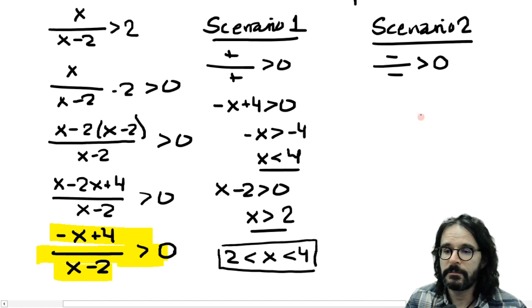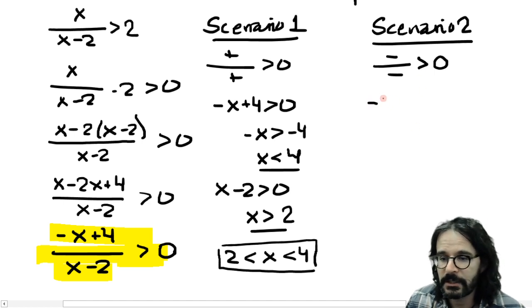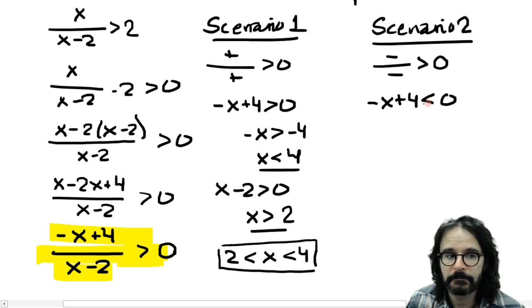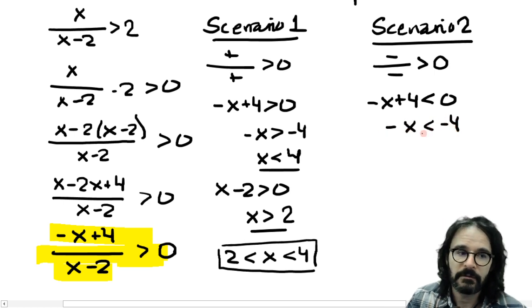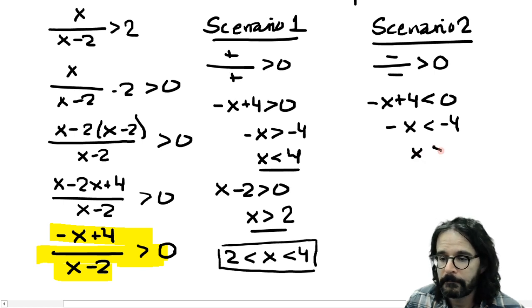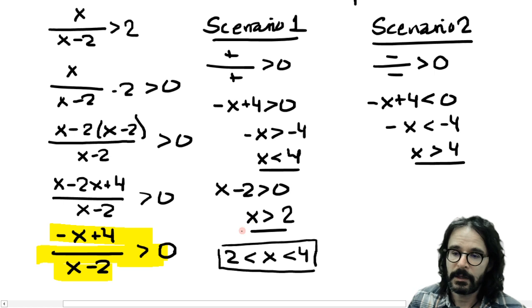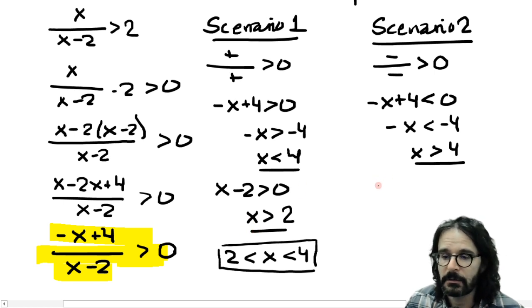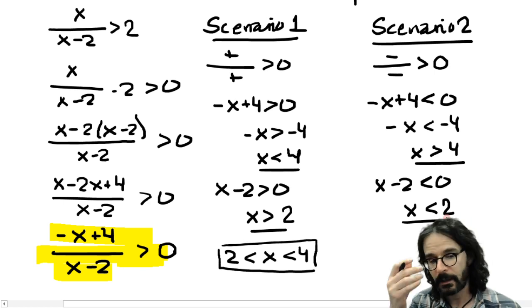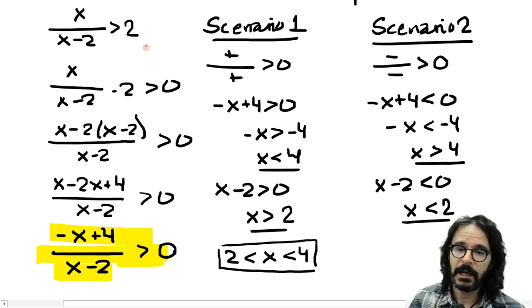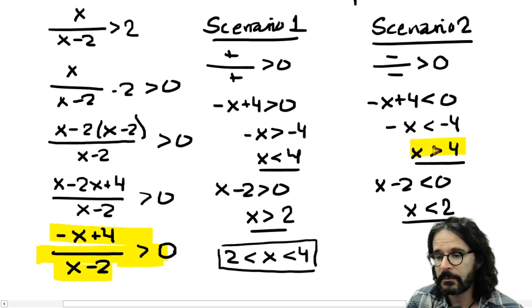Let's do the same thing for scenario 2, but now we want the numerator to be negative. So the numerator, negative x plus 4, is less than 0. Subtract 4, then multiply by negative 1: x is greater than 4. The denominator has to be negative as well, so x minus 2 is negative, which happens when x is less than 2. Now we want to notice that this is not possible. x cannot be greater than 4 and less than 2 at the same time.